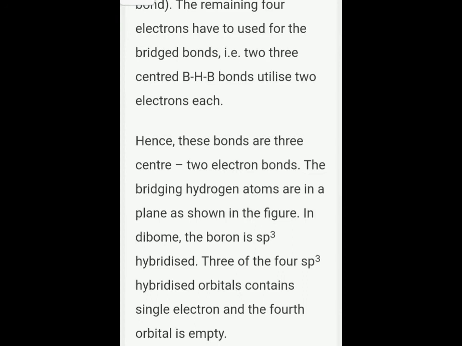In diborane, the boron is sp3 hybridized. In sp3 hybridization, 3 of the 4 sp3 hybrid orbitals contain a single electron and the 4th orbital is empty. 2 of the half-filled orbitals of each boron overlap with the 2 hydrogen atoms.